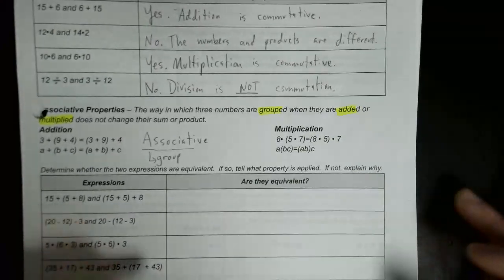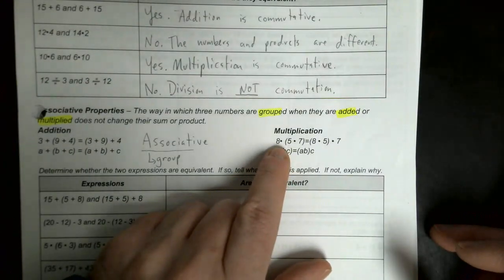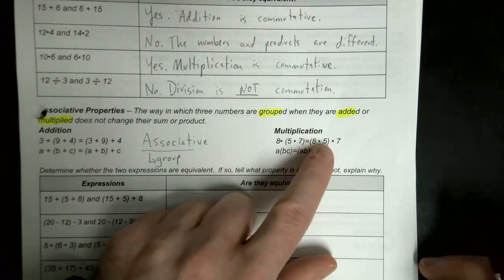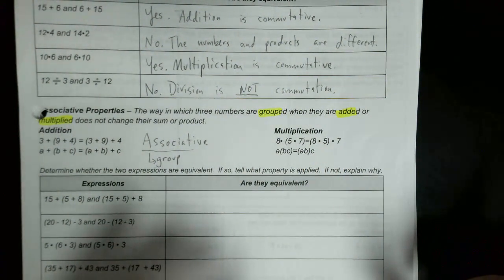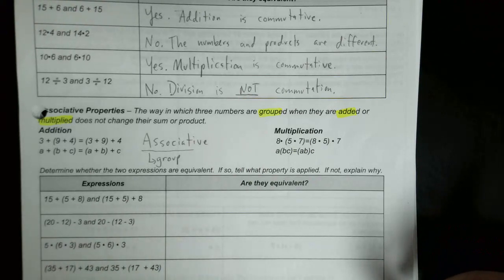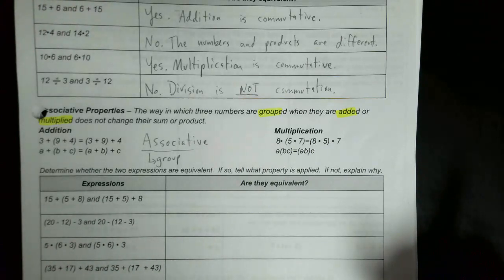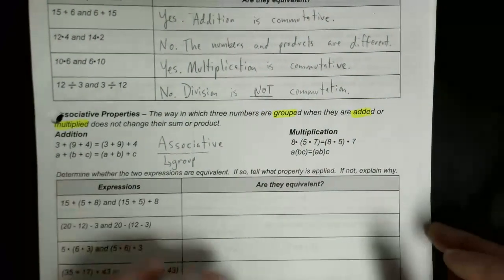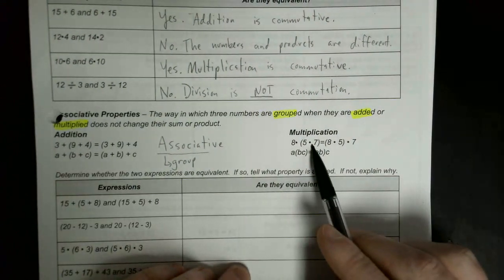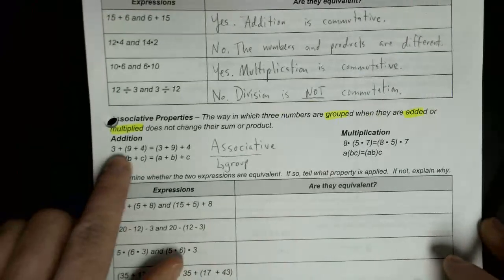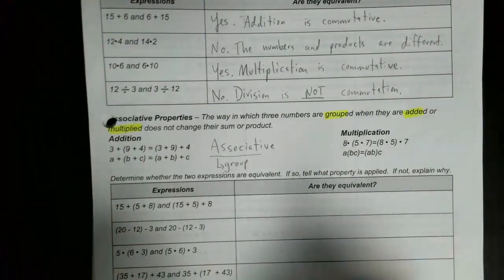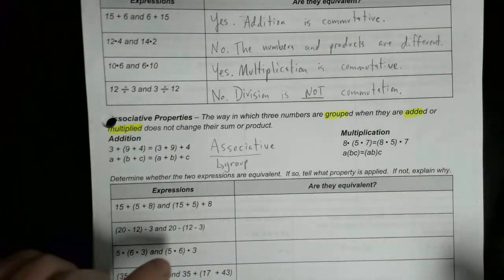Same thing with multiplication. If we multiply 8 times 5 times 7, 8 times 5 times 7, but we group them differently, you still get the same answer. Notice, these aren't mixed together. It's not like multiplication and addition together. No, it's all multiplication or all addition, not mixed together. So the numbers are in the same order, just grouped differently.